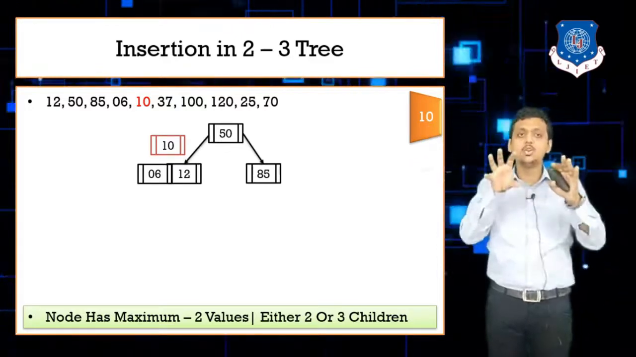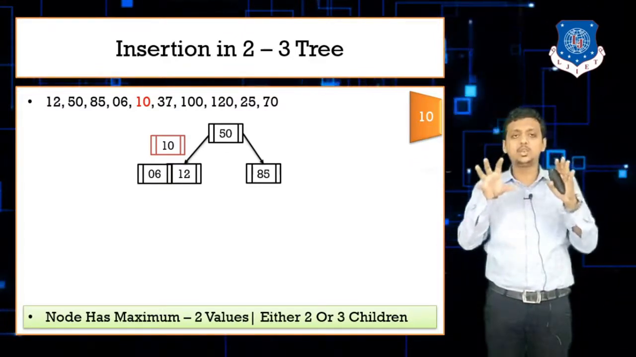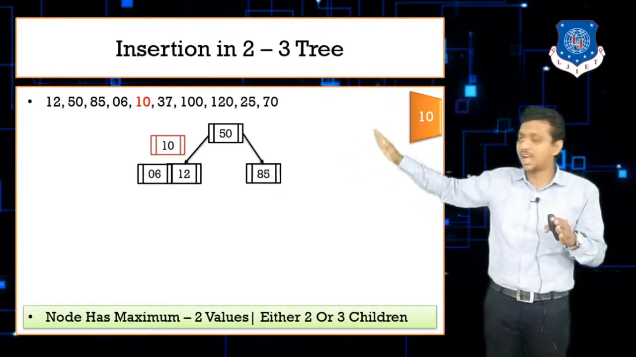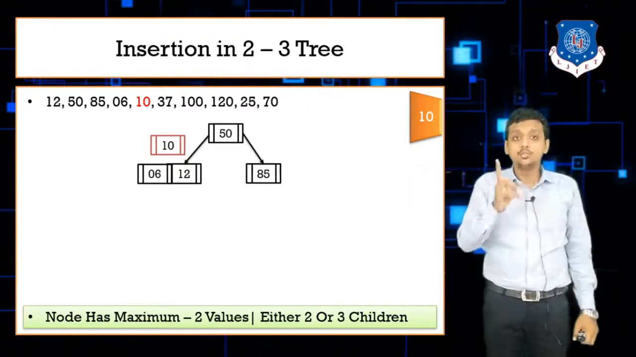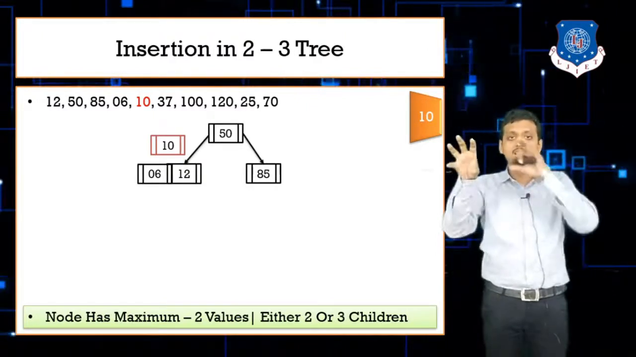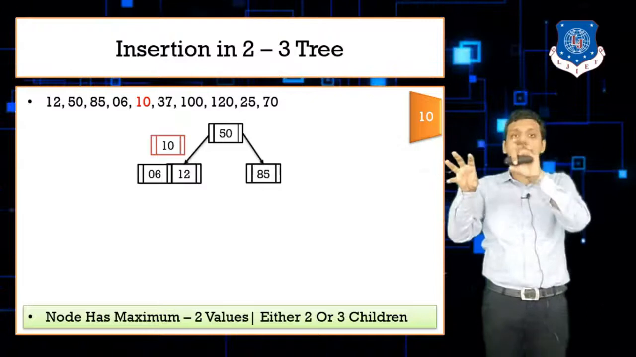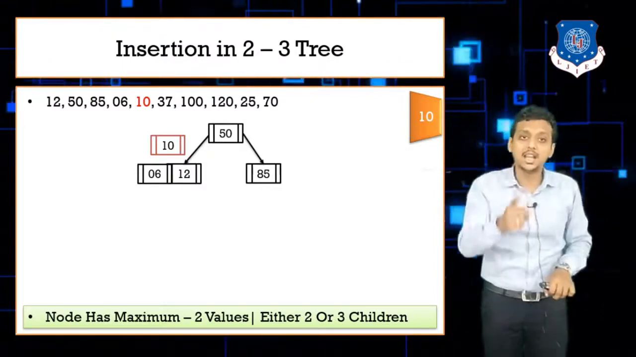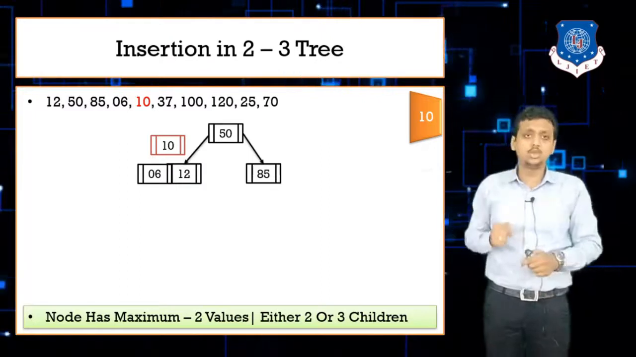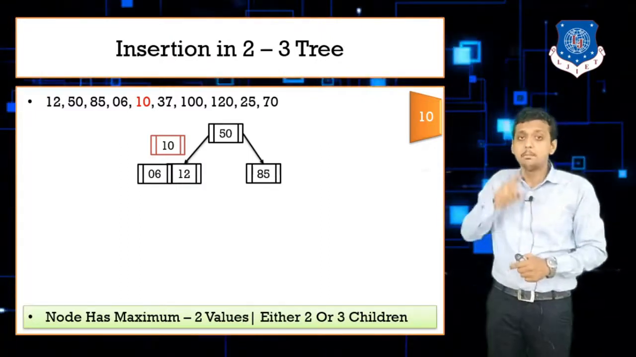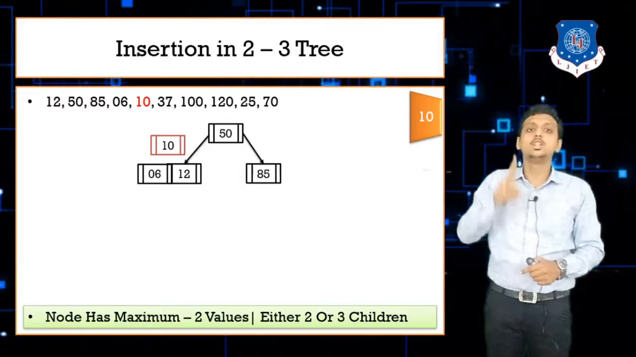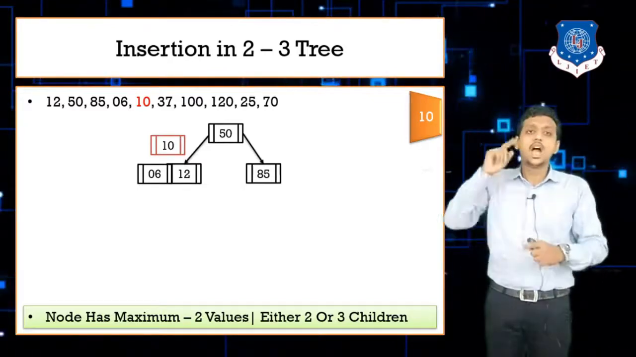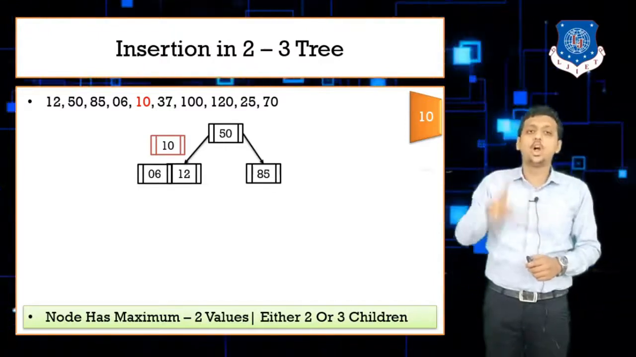Now after placing 10 over there, what is the situation? I have 6, after 6 I have 10, and then 12. So which becomes the middle term? 6, 10, 12. That is 10. So I need to divide my node from the element 10.